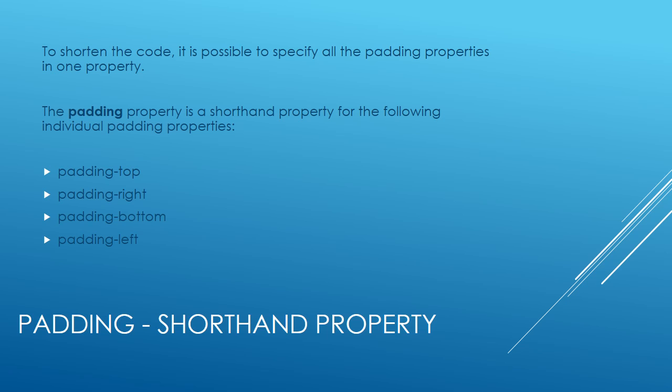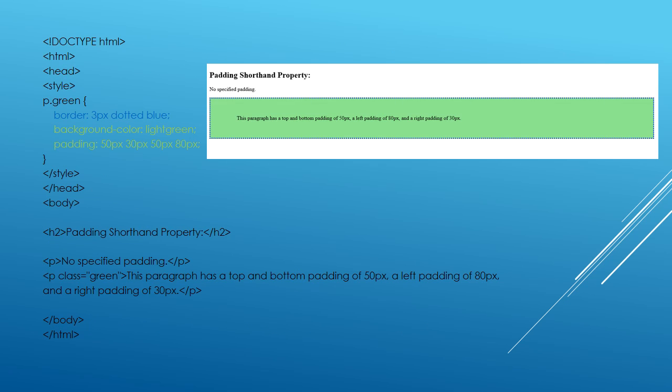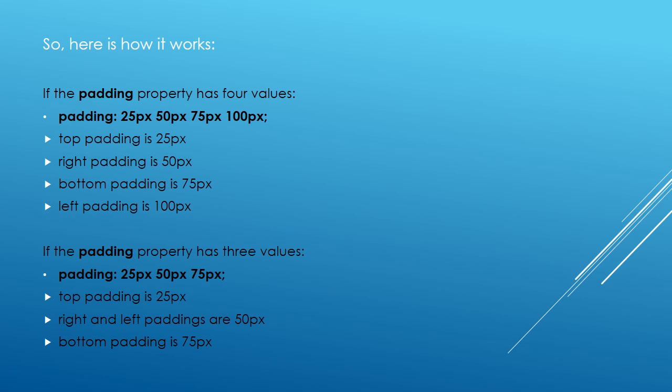To shorten the code, it is possible to specify all the padding properties in one property. The padding property is a shorthand property for the following individual padding properties: padding-top, padding-right, padding-bottom, padding-left. Example of padding shorthand properties. So, here is how it works.